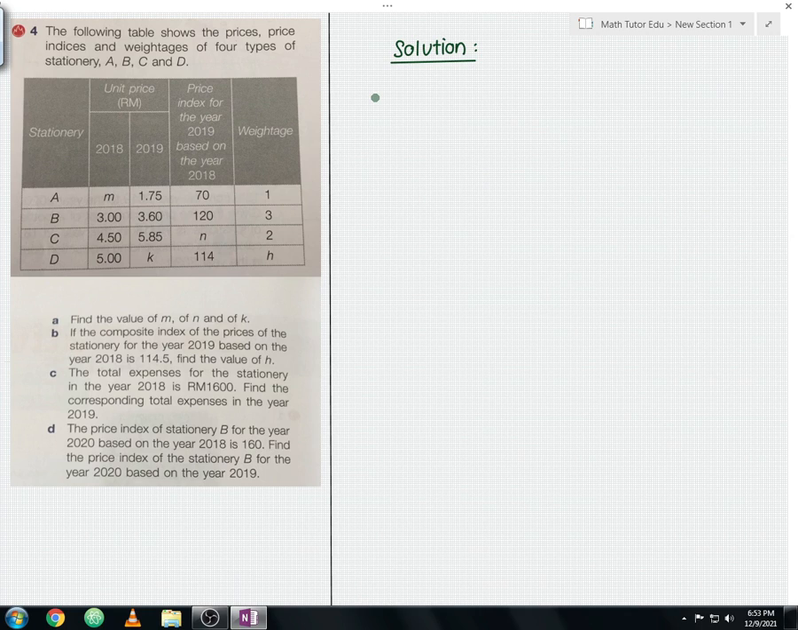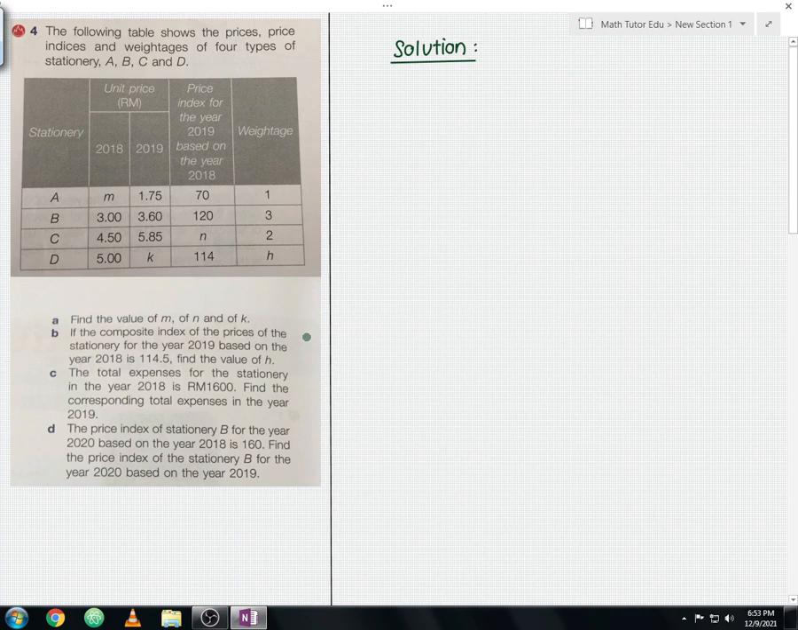Okay, let me read the question now. The following table shows the prices, price indices and weightages of 4 types of stationery A, B, C and D. So this is the table, guys. Okay, so continue to read the question. For the question part A, find the value of M, of N and of K.